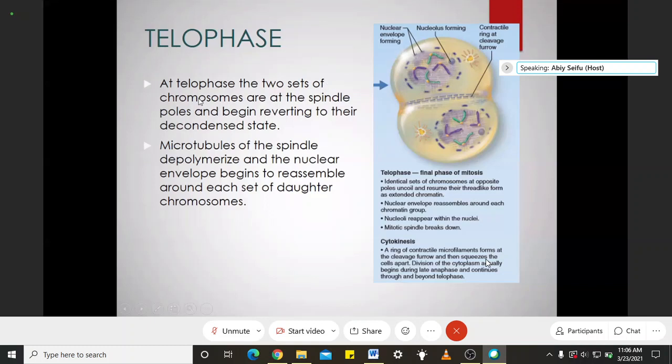So telophase is characterized by the two sets of chromosomes at the spindle poles beginning to revert to their decondensed state. Now the uncoiling process will take place. These chromosomes will uncoil and change into chromatin, and they will be stretched, becoming long and thin. So the chromosomes will change into decondensed states. The microtubules of the spindles depolymerize and the nuclear envelope begins to reassemble around each set of the daughter chromosomes.